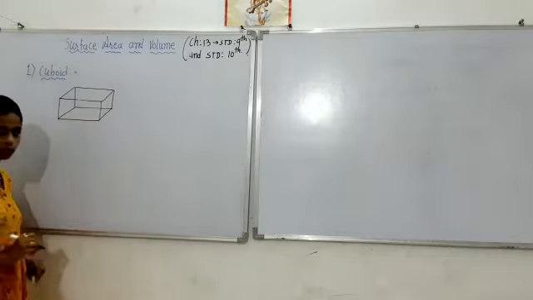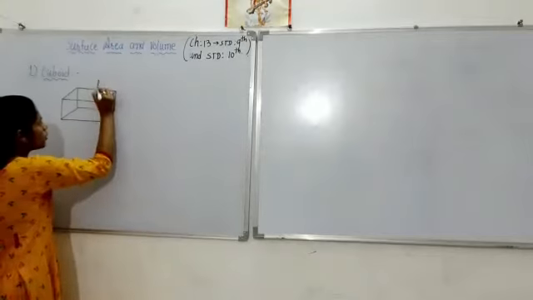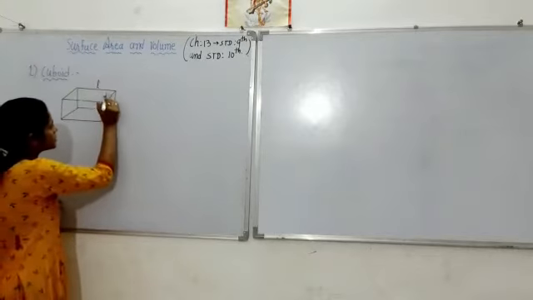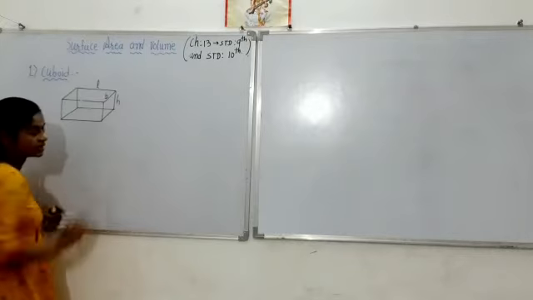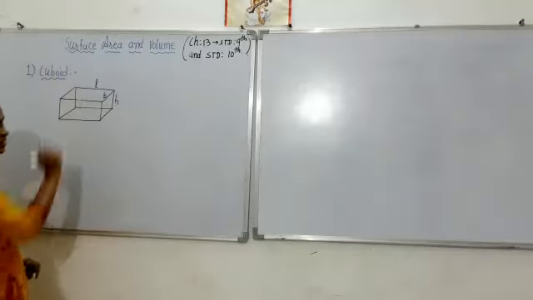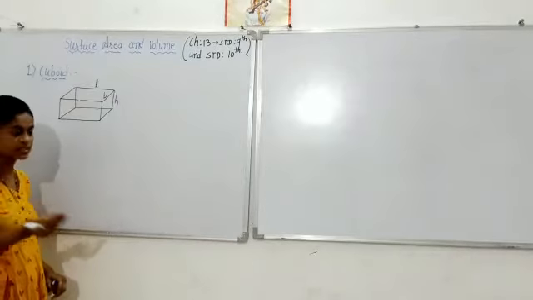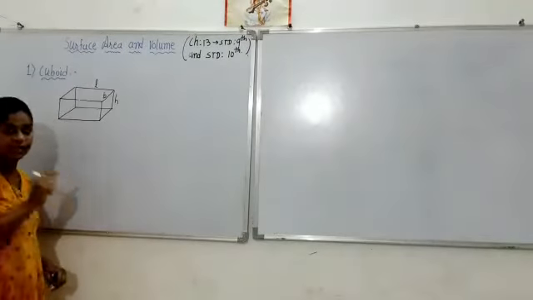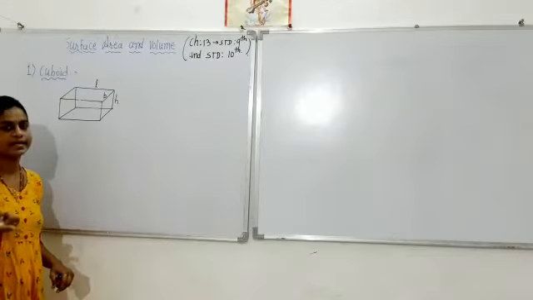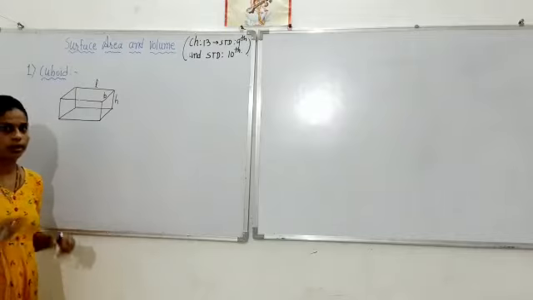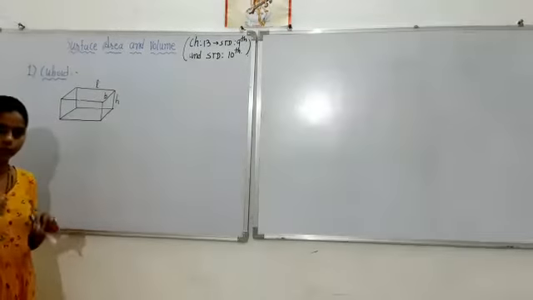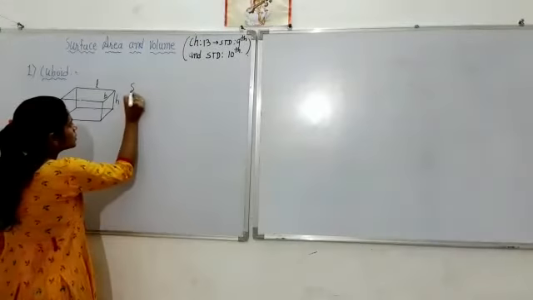This is your cuboid. This is called the cuboid's length, this is its breadth and this is its height. Now its surface area. It has how many faces? 6 faces, and each face has a rectangle shape. And its area is length into breadth, or breadth into height, or height into length.